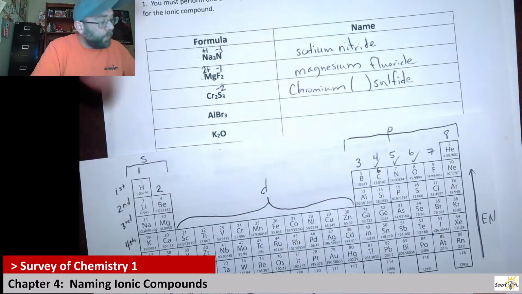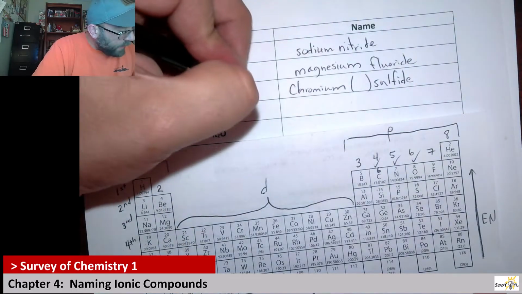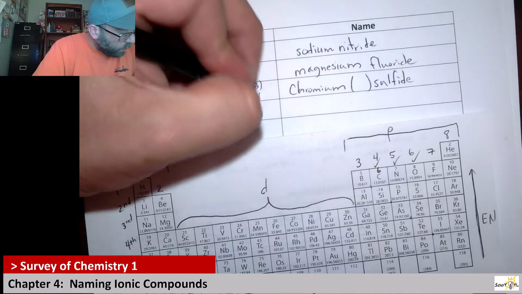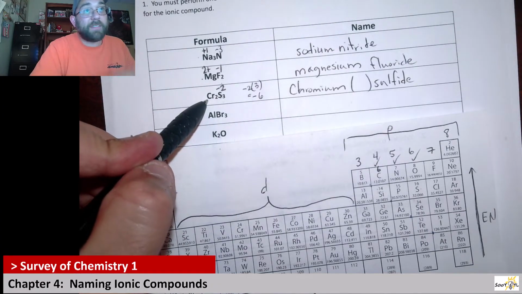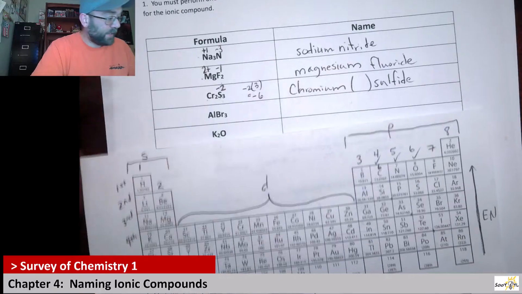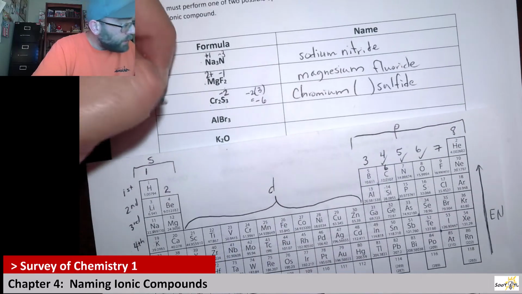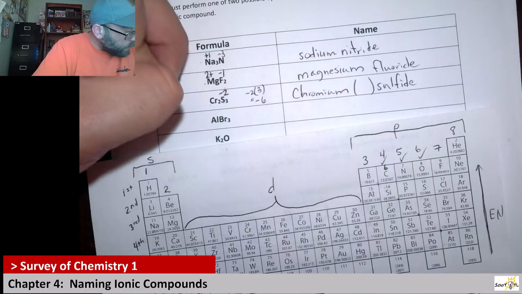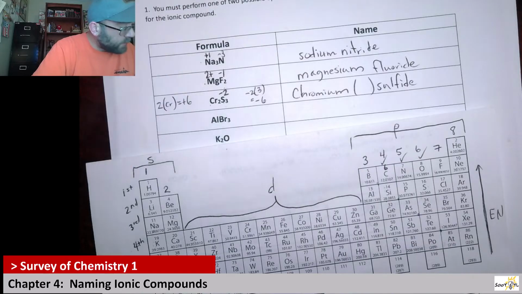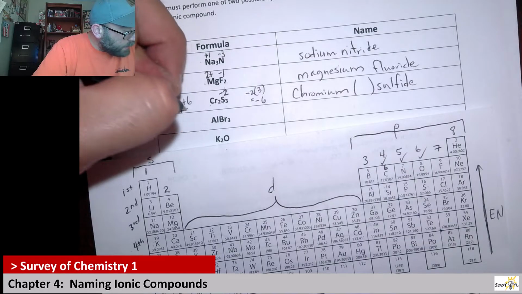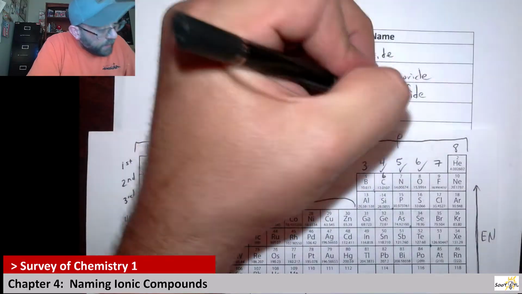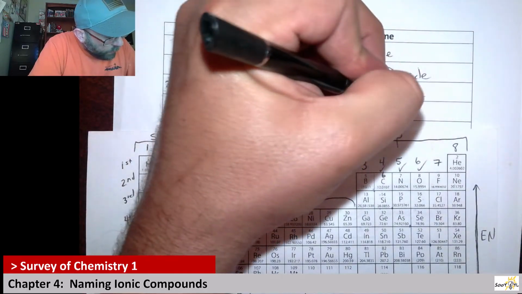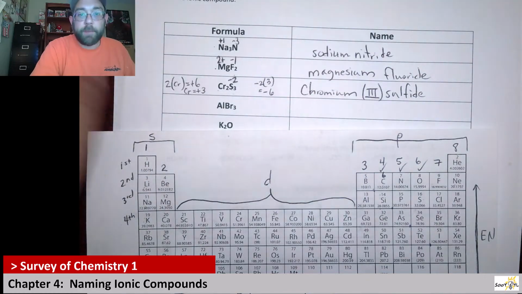Sulfide. Now, with the -2, what do we have? We have -2 times 3. That gives a total of -6 on this side. Now, 2 chromiums have to equal +6 because overall it's got to be neutral. So we have 2 times our chromium equals +6. So that means the chromium has to be +3. So that +3 charge I denote right here with the Roman numeral 3 in parentheses.